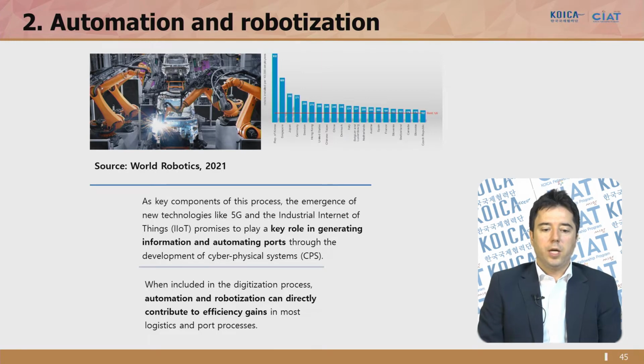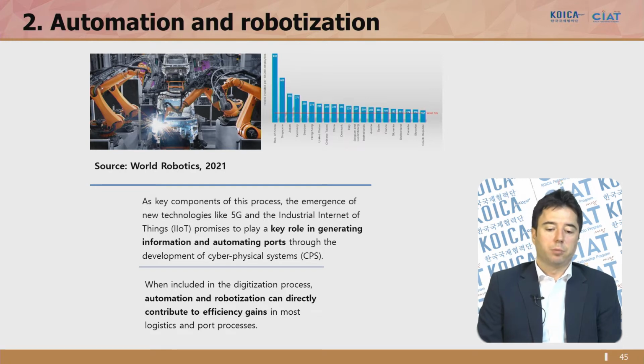The second one is automation and robotization. So when we look at automation processes within the port, we know that several ports worldwide have started to automate their processes, particularly within terminals, with automated equipment, automated cranes, not quite yet automated autonomous vehicles, but it's certainly something that is coming.